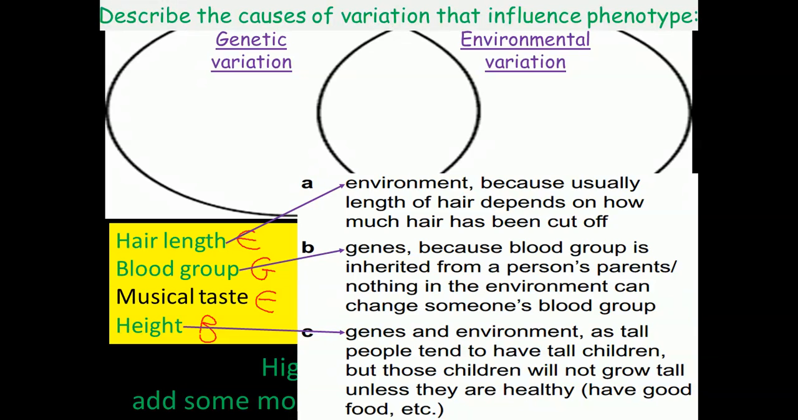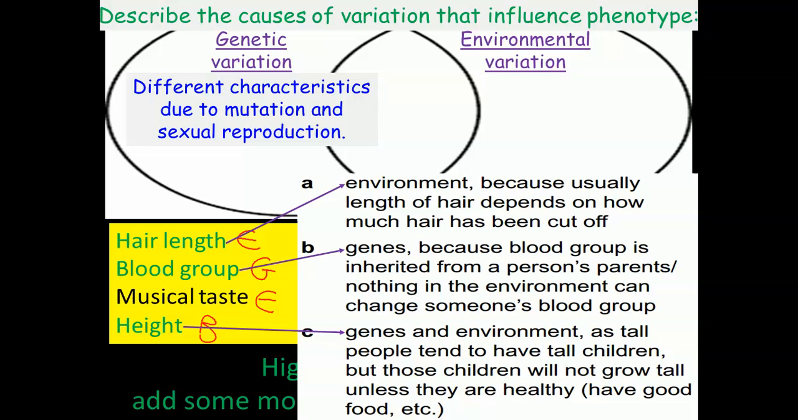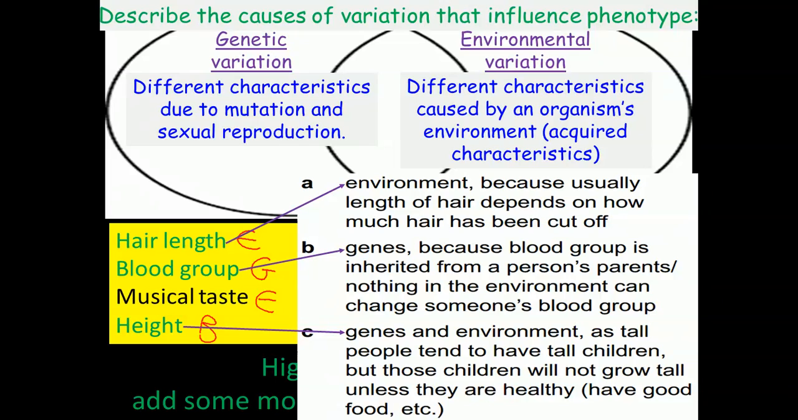So in an exam question, describe the causes of variation that influence phenotype. You could say that genetic variation causes different characteristics due to either mutation, where there's a change in the base, or due to sexual reproduction, where different alleles can be inherited. And then the other type of variation is environmental variation, where different characteristics are caused by an organism's environment. An example might be acquired characteristics during the lifetime of a person.